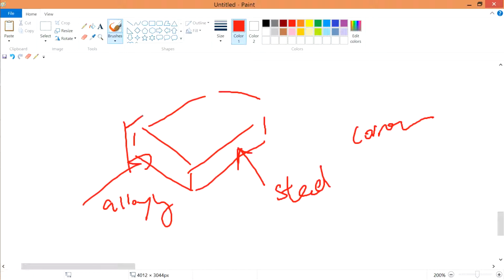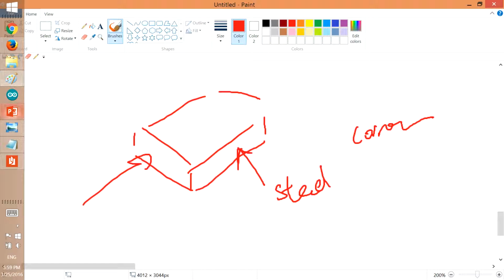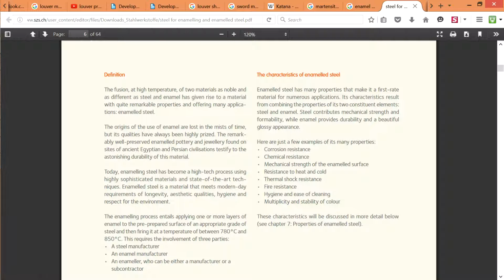In fact, coating itself is a form of creating an advanced metal by giving it better properties, and this is why we're talking about enamel steel, in case you wonder. Enamel steel is already considered an advanced material, or advanced metal. So here are a few examples of the properties. As you can see, I don't think there's a need to explain.